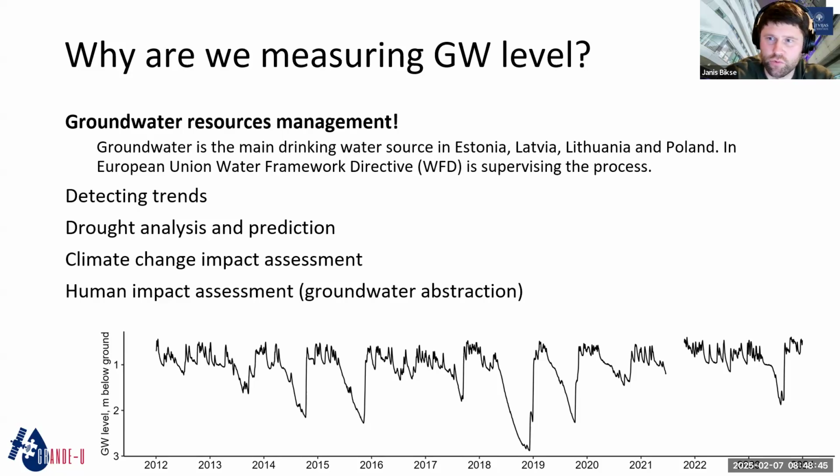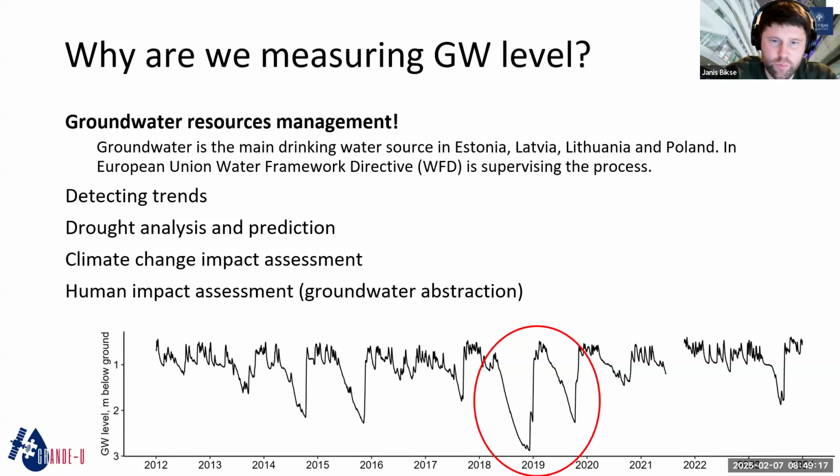We can also detect some trends if we are measuring groundwater level. We can analyze historical drought or even flood events and also make some predictions for the future. For the future, we can also assess climate change impact and how it has already impacted our groundwater resources, and also human impacts. For example, when there's a huge groundwater abstraction nearby, we can assess how it has impacted our groundwater resources.